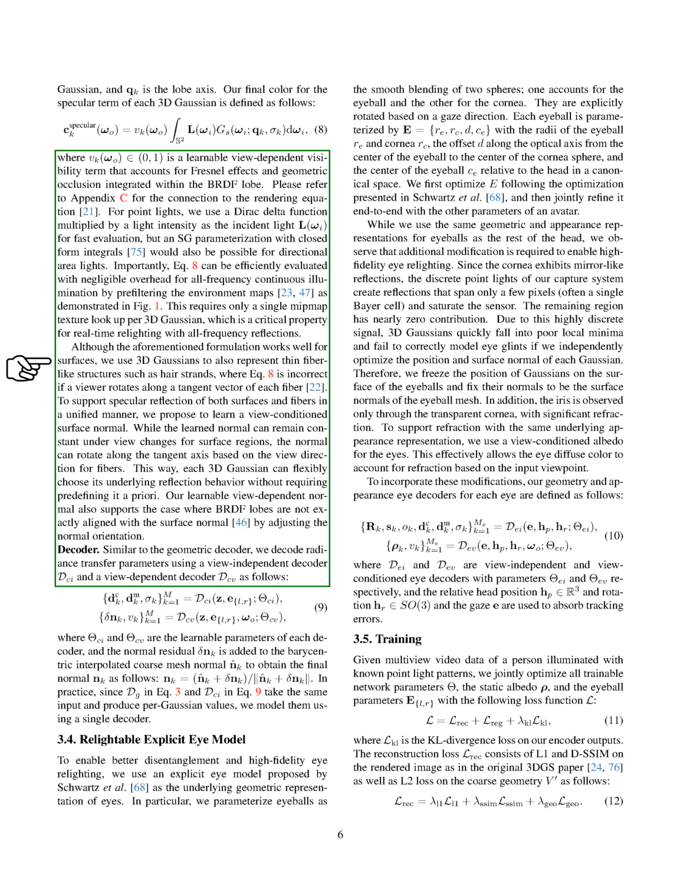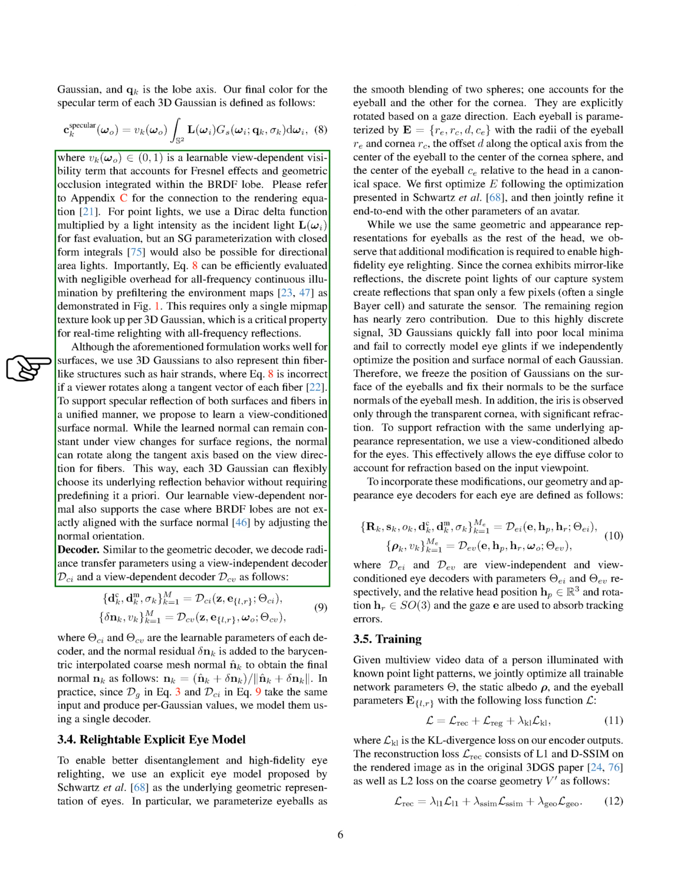This requires only a single mipmap texture lookup per 3D Gaussian, which is a critical property for real-time relighting with all frequency reflections. Although this formulation works well for surfaces, we use 3D Gaussians to also represent thin fiber-like structures such as hair strands. To support specular reflection of both surfaces and fibers in a unified manner, we propose to learn a view-conditioned surface normal. This way, each 3D Gaussian can flexibly choose its underlying reflection behavior without requiring predefining it a priori.